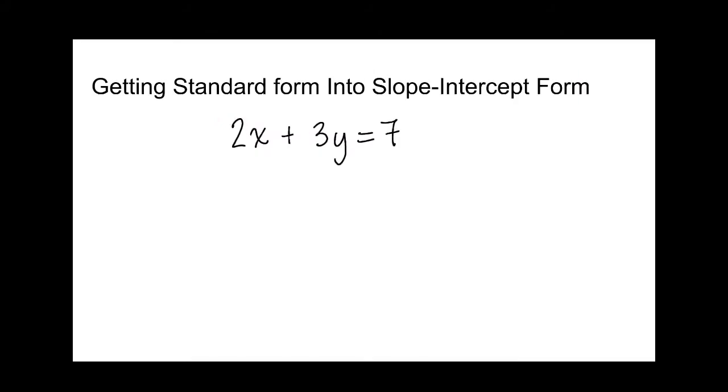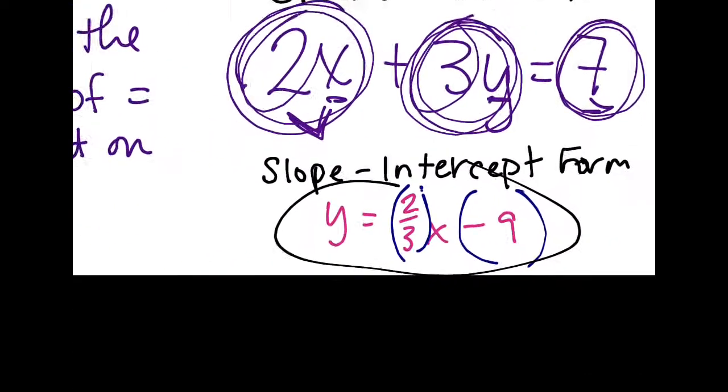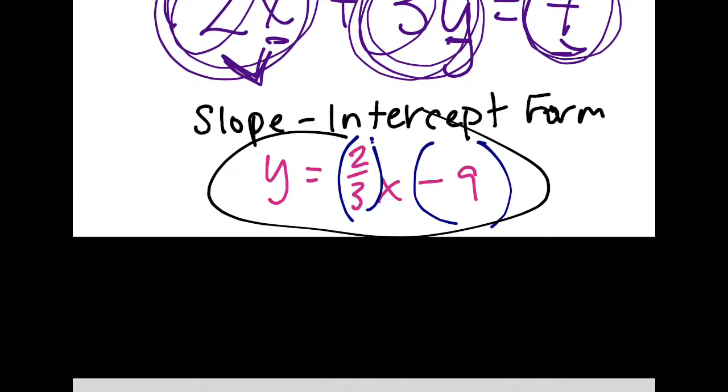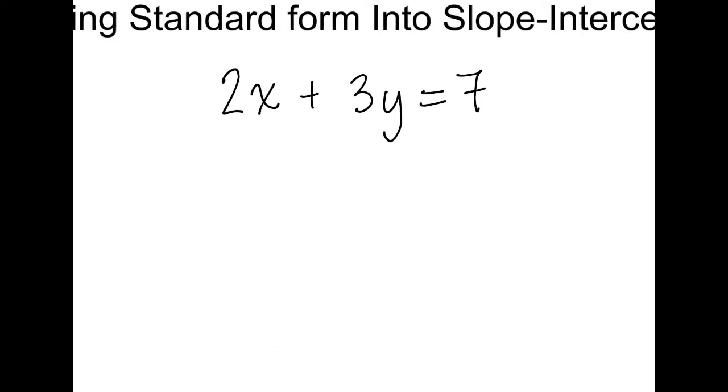Okay, so we're going to take the one that I had in standard form and talk about how to get that into slope-intercept form. So remember, the rule of slope-intercept form is that y is completely alone and has a coefficient of 1. So I want to get y completely alone here. So I'm solving for y. And that means getting this alone.